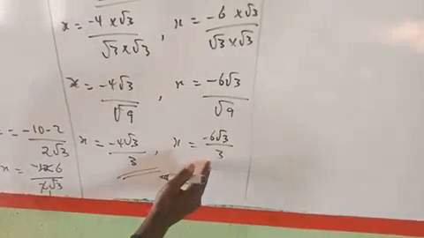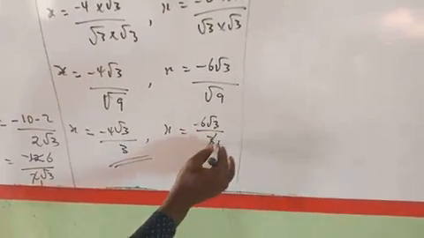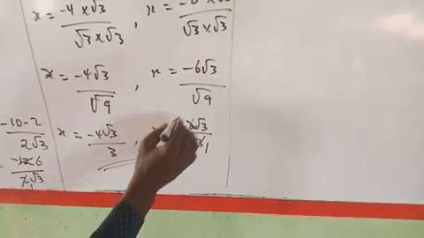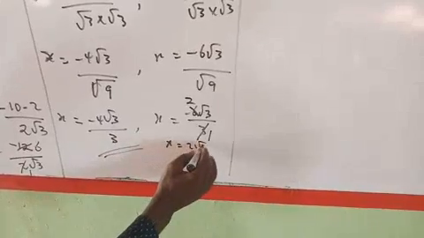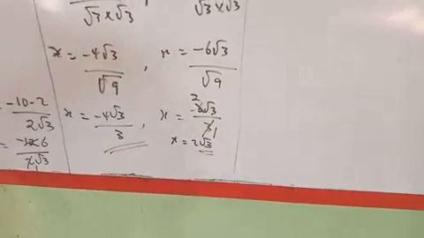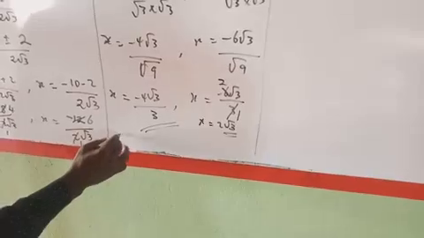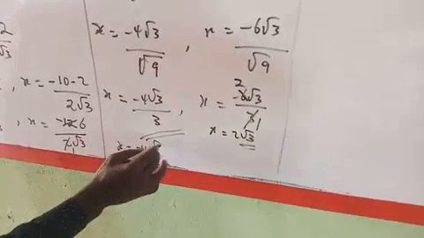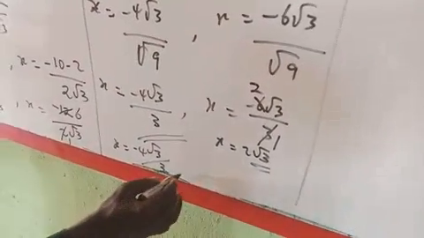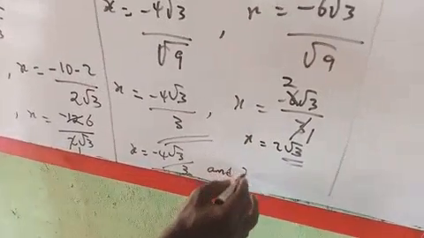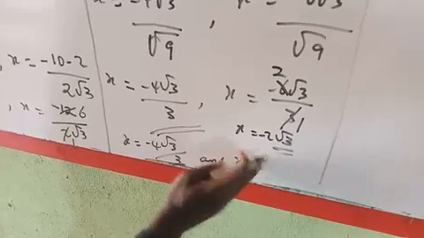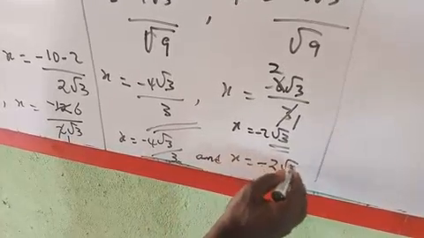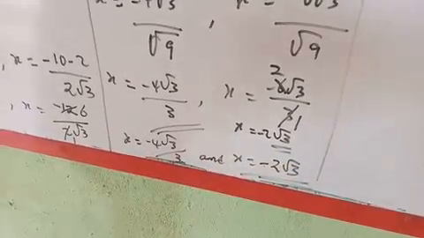But at this point, I can reduce them. How? 3 into itself is 1, 3 into 6 is 2. So at this point, I will have x equals 2 root 3 as my final answer. Therefore, the roots of this quadratic equation are x equals minus 4 root 3 over 3, and my x equals minus 2 root 3 as my final solution.